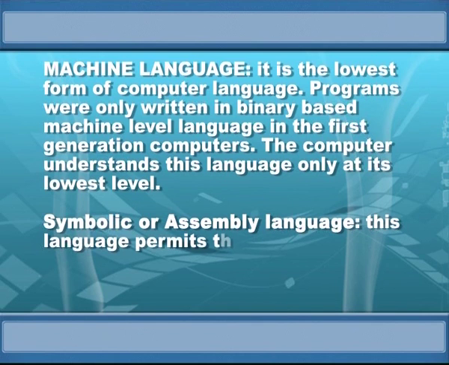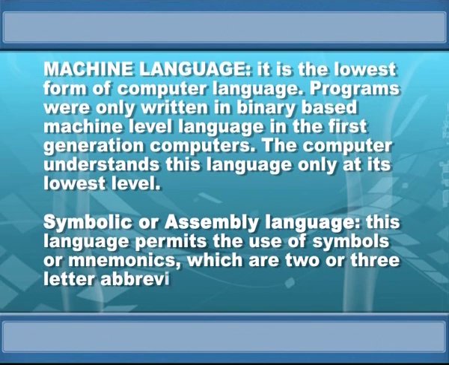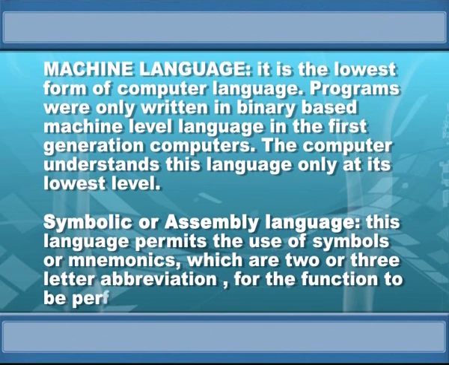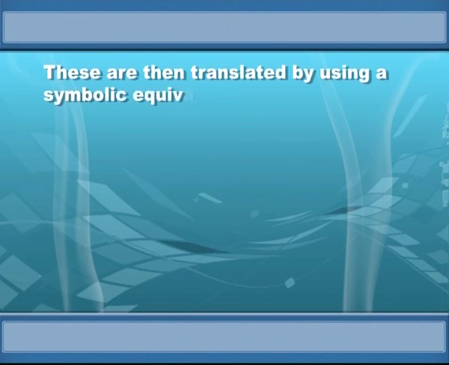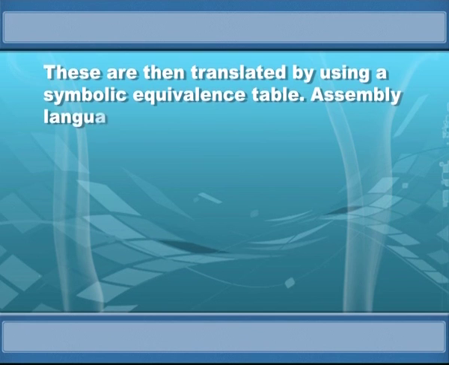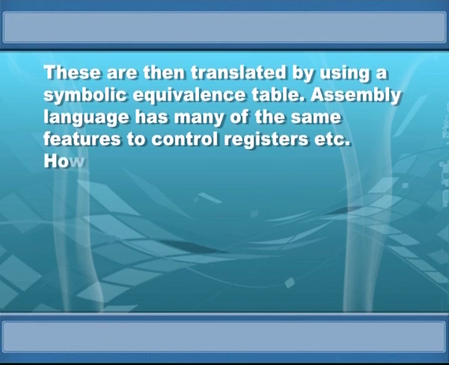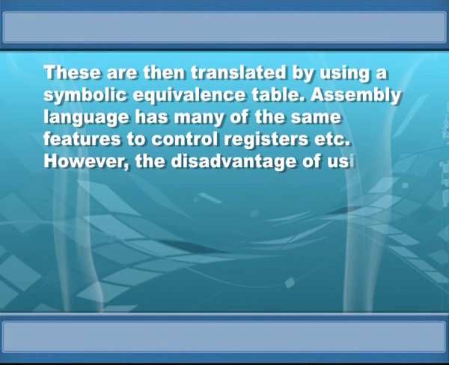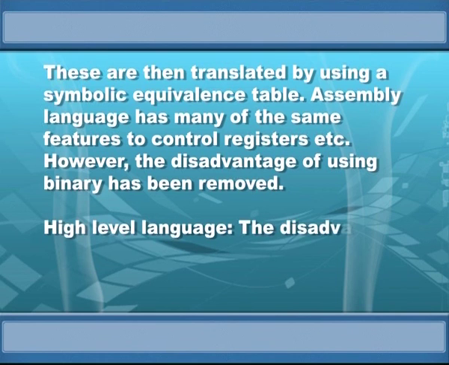Symbolic or assembly language. This language permits the use of symbols or mnemonics, which are 2 or 3 letter abbreviations for the function to be performed by the instruction. These are then translated by using a symbolic equivalence table. Assembly language has many of the same features to control registers, etc. However, the disadvantages of using binary have been removed.